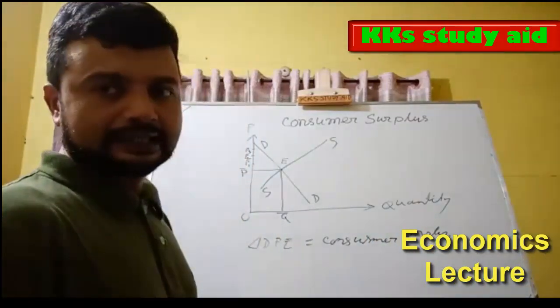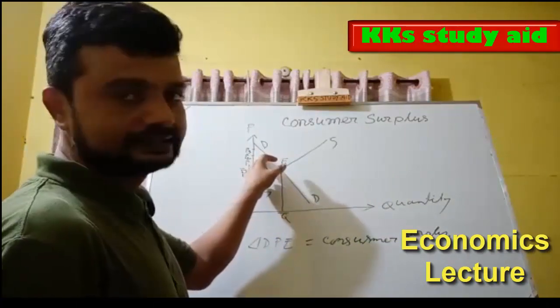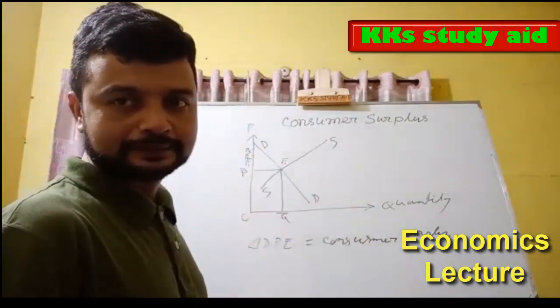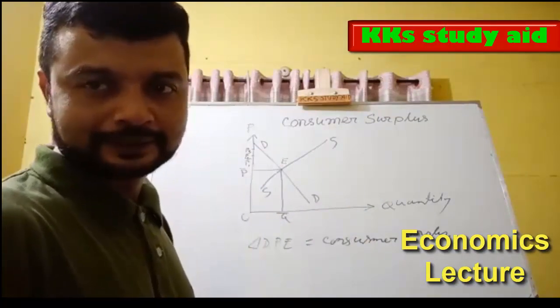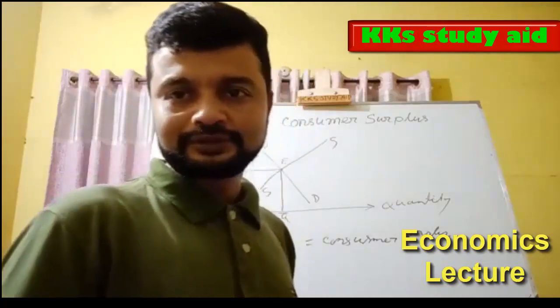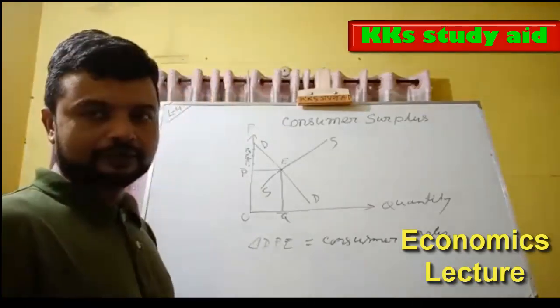So we can say that the area under the demand curve but above the price line is described as the consumer surplus. Very simple, very easy to understand, my friends. There is nothing difficult here in understanding what consumer surplus is. So when does consumer surplus occur?